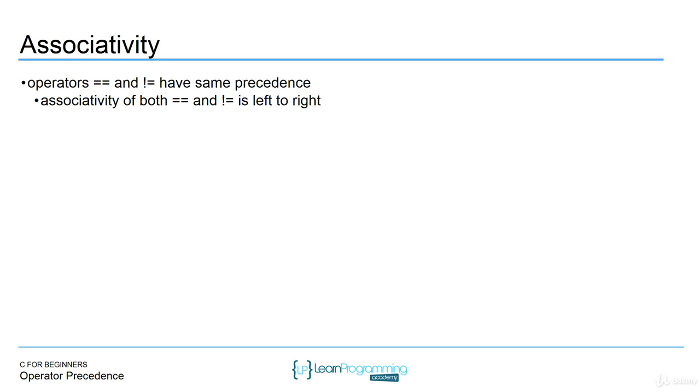So you're going to first do 1 equals 2. That's going to be false. And then you're going to say false is not equal to 3. Right? Which it isn't. So 1 equals 2, and then that's not equal to 3. So the result is going to be false. So the expression on the left is executed first and moves toward the right.